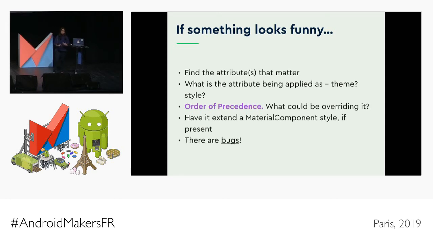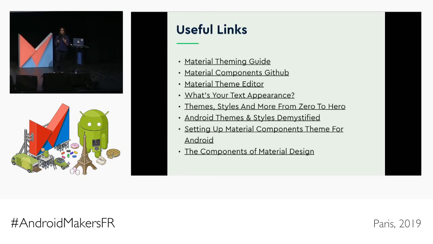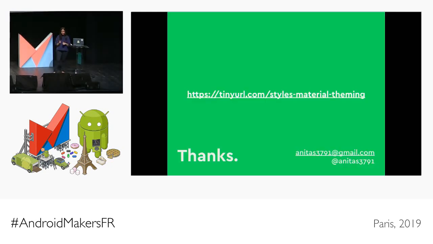The latest material component stuff is in alpha, so go in, see if a bug is already filed. If not, go ahead and file it. The Google devs that work on this are very active on Stack Overflow and GitHub. And here are some useful links for reading, highly recommended if you get the time. And this wraps up the talk. Hopefully you'll have a bit more fun styling on Android, and it'll be a little less frustrating.